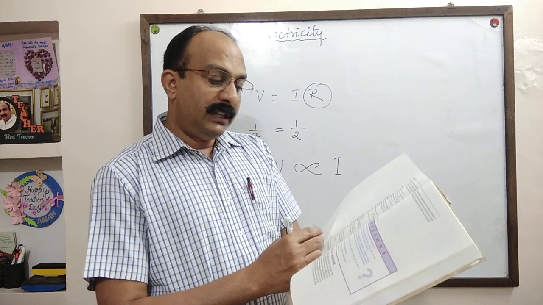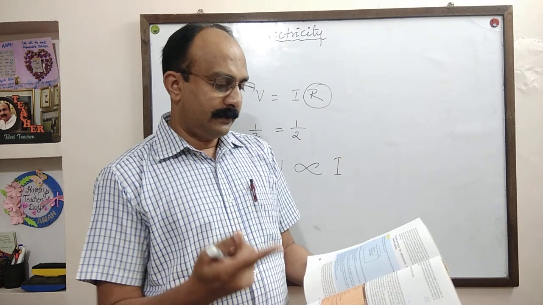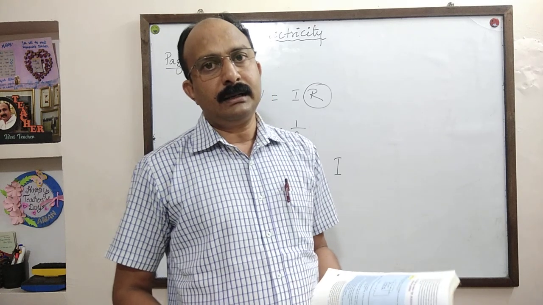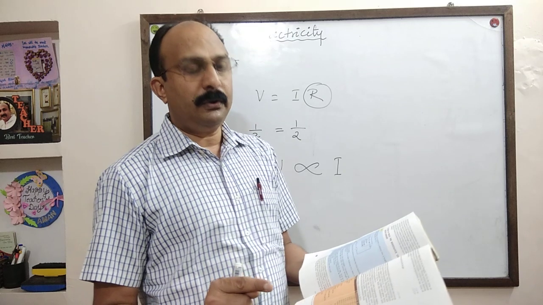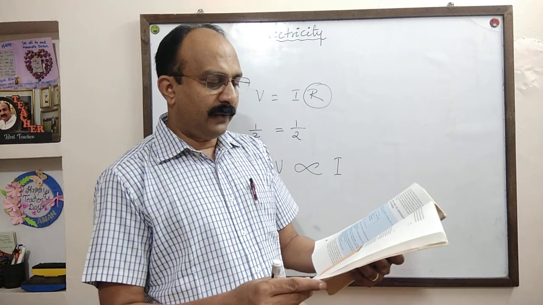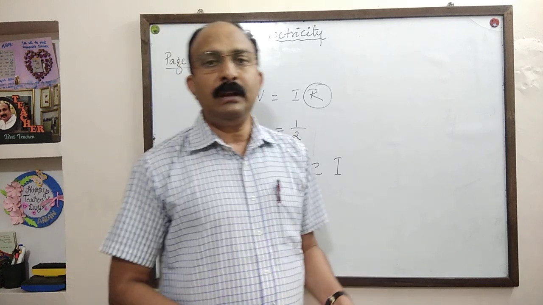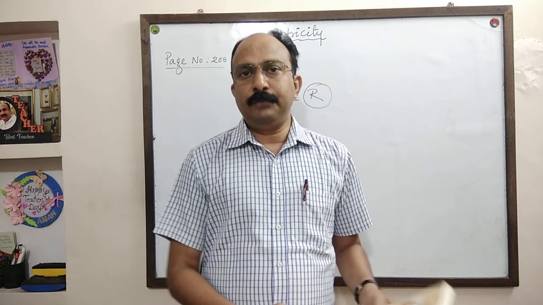Second part, which material is the best conductor? We have discussed it several times. Silver is the best conductor because the resistivity value of silver is the least. It is 1.6 into 10 raised to minus 8 ohm meter. So silver is the best conductor of electricity.